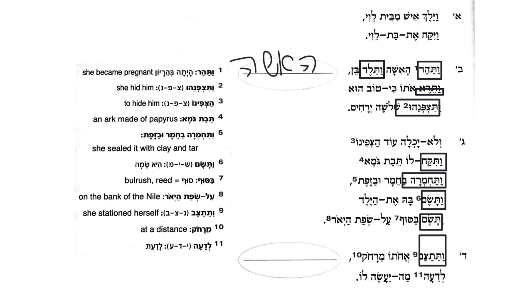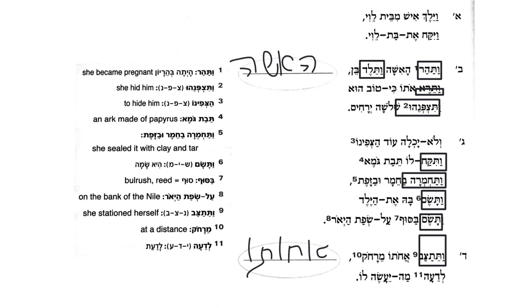Let's look at the next circle down here. Vatetatsav achoto merachok. So who is the person that's standing far away from a distance to watch? Do you see who it is? We're not told a name, but we're told who it is. The answer here is achoto, ha'achot shalo. His sister is the person that's standing, stationing herself a distance away to see what's going to happen to him. So there we have the two women that are doing our actions so far.